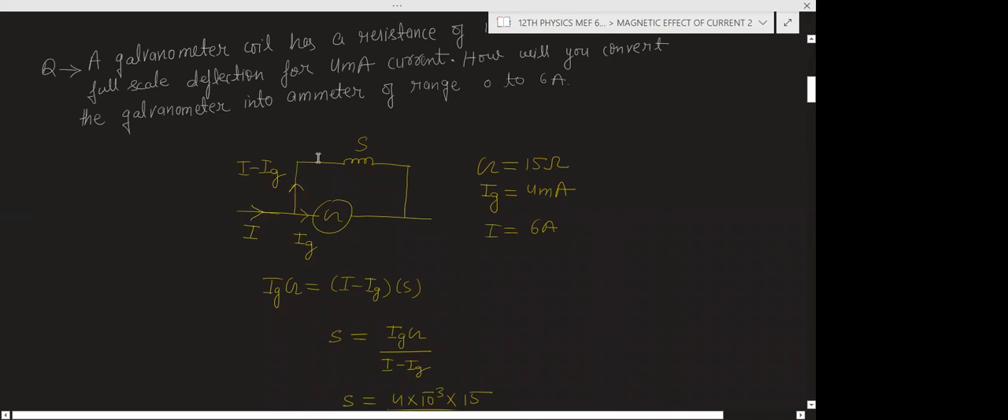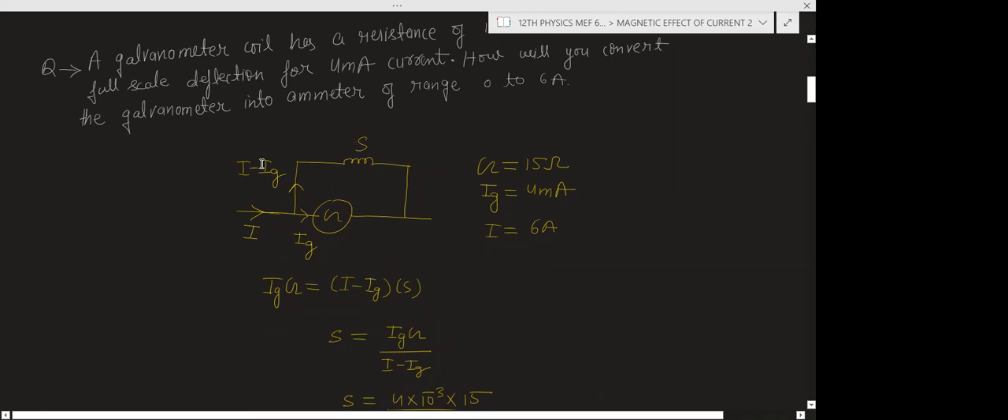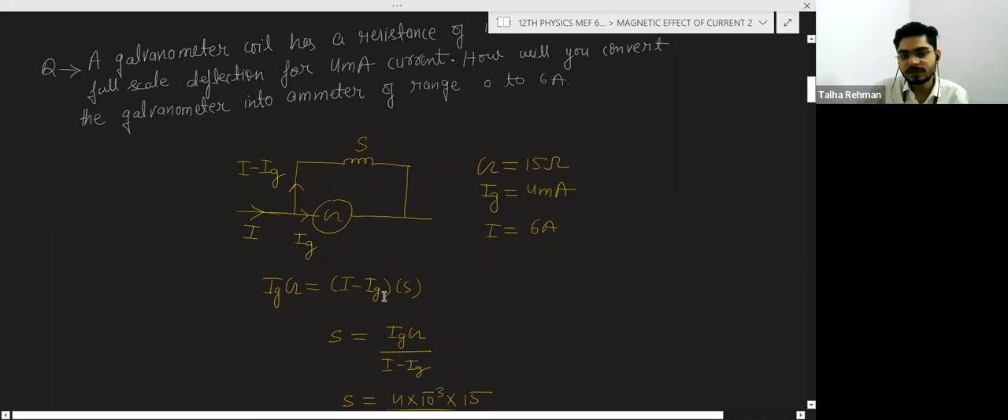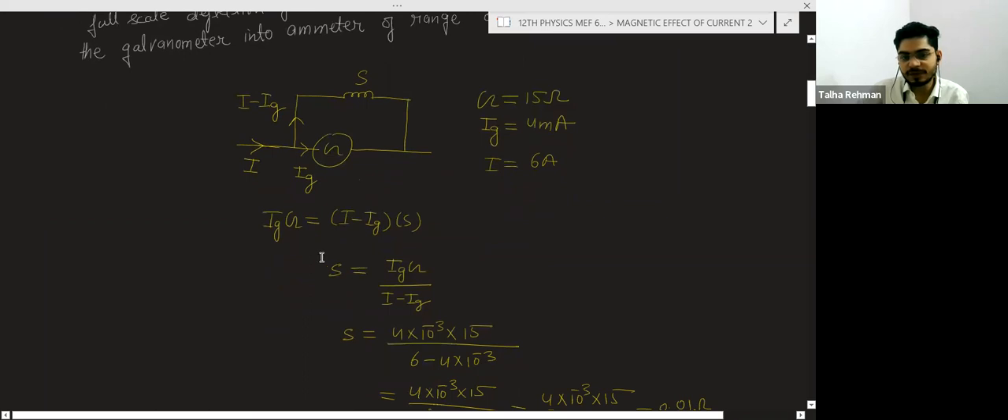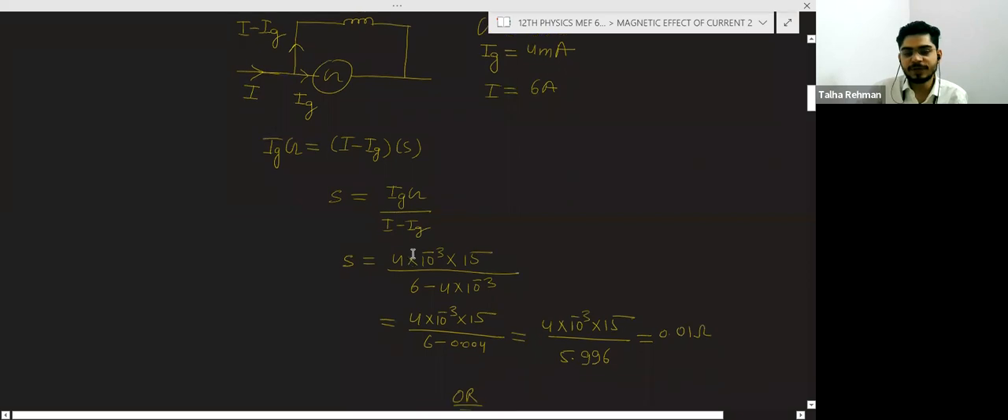So through this whole wire the current will be I minus Ig, and through the galvanometer the current will be Ig. Now the potential drop, or voltage, across the galvanometer is current into resistance, Ig into G, which is equal to I minus Ig into S. From here I have calculated S. I have put in all the values: we have Ig, we have G, we have I.